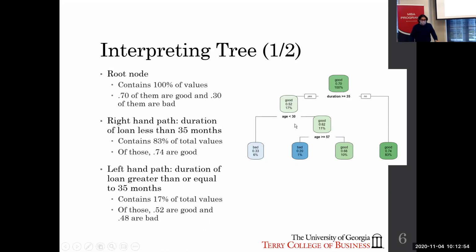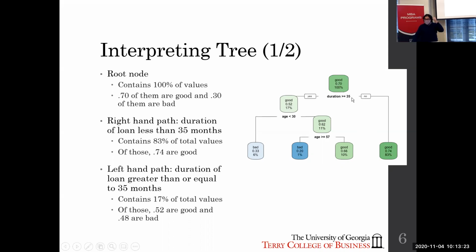Then within the left-hand path, that's the duration of loan that is greater than or equal to 35 months, and that contains 17% of the total values. And of those, 52% are good and 48% are bad, right? So we haven't gotten into this age situation yet. But basically, if we draw a line like that, we've analyzed the root node and the duration yes or no nodes, right?